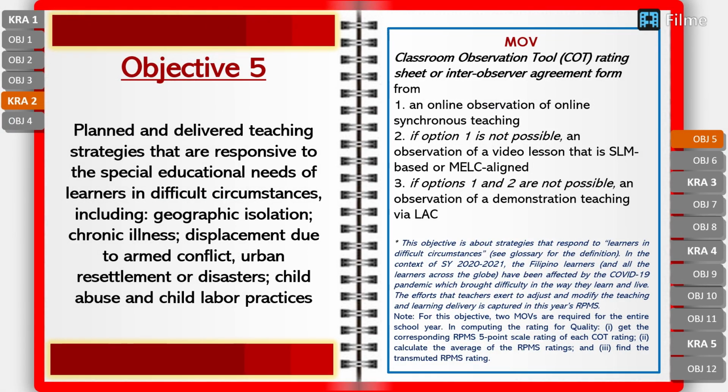Objective 5. Planned and delivered teaching strategies that are responsive to the special educational needs of learners in difficult circumstances, including geographic isolation, chronic illness, displacement due to armed conflict, urban resettlement or disasters, child abuse, and child labor practices. For this objective, 2 MOVs are required for the entire school year.